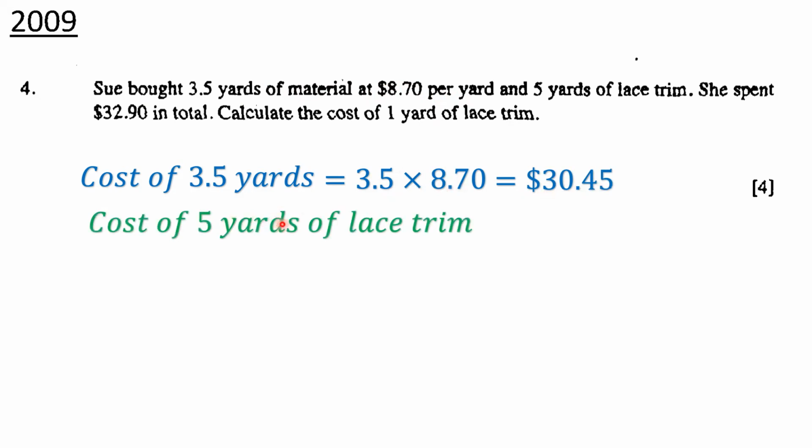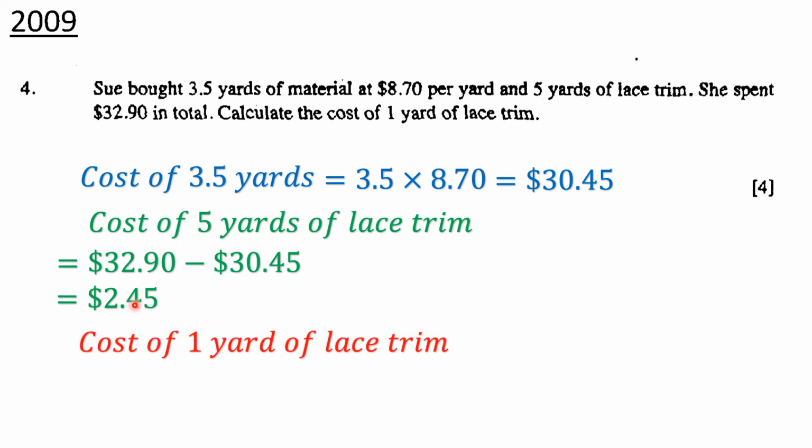Now we want to figure out the cost of 5 yards of lace trim. All right, so the cost of 5 yards of lace trim is going to be $32.90 minus $30.45. Why? Because we're trying to figure out the cost of 5 yards. The first one we figured out was the cost of 3.5 yards. Here we're going to figure out the cost of 5 yards. And we subtract $32.90 minus $30.45, and that gives us $2.45 as the cost of 5 yards of lace trim.